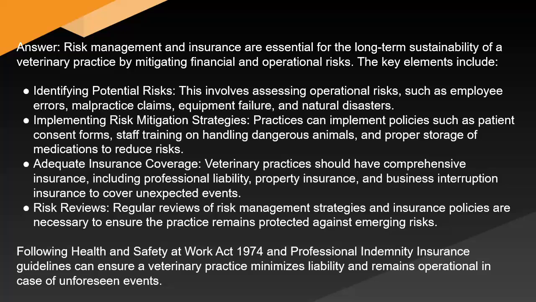Adequate insurance coverage. Veterinary practices should have comprehensive insurance, including professional liability, property insurance, and business interruption insurance to cover unexpected events. Risk reviews. Regular reviews of risk management strategies and insurance policies are necessary to ensure the practice remains protected against emerging risks. Following the Health and Safety at Work Act 1974 and professional indemnity insurance guidelines can ensure a veterinary practice minimizes liability and remains operational in case of unforeseen events.